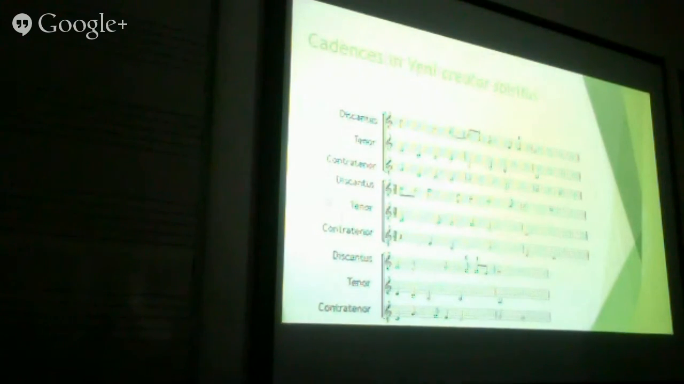But the nominal contratenor clearly fails to behave as at least I would expect a contratenor to behave, and it never takes the fifth above the tenor at any cadence in the entire piece.